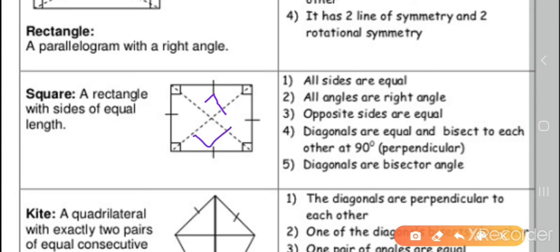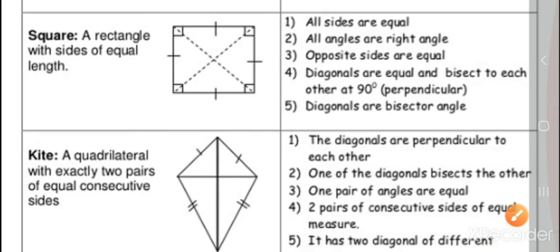Okay. Now diagonals are bisectors of angles. Here it will be 45 degrees and here it will be 45 degrees. Bisector. Okay. Now we'll go to the next one.